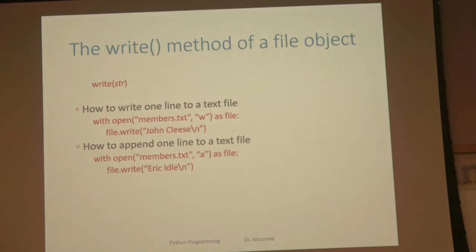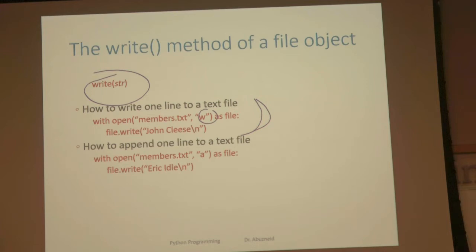All right. So the write method of a file object is very simple. You could write any string to the file. As you see in here, with open, there's a file, and with write mode, file.write, and I'm writing John Cleese. Okay, and there is an end of line at the end of that.